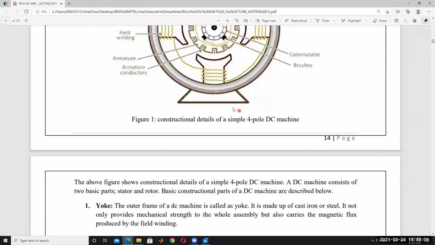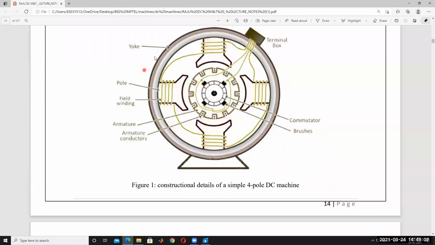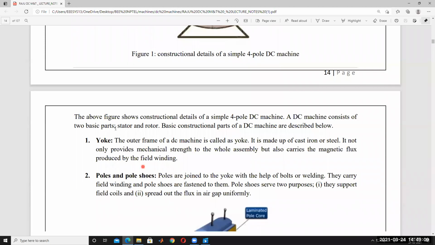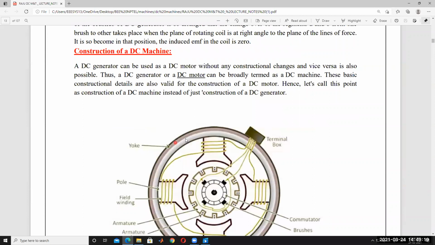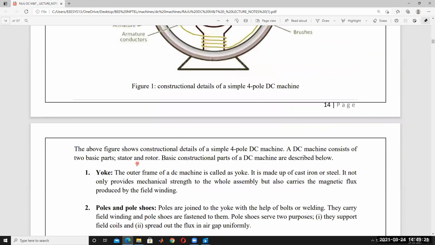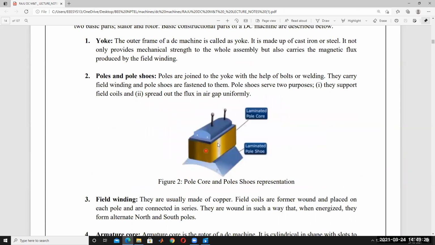This is about DC machine construction: yoke, pole shoes and pole cores. The outer frame of a DC machine is called the yoke. It is made of cast iron or steel. Then the poles and pole shoes: this is the pole core and this is the pole shoe.